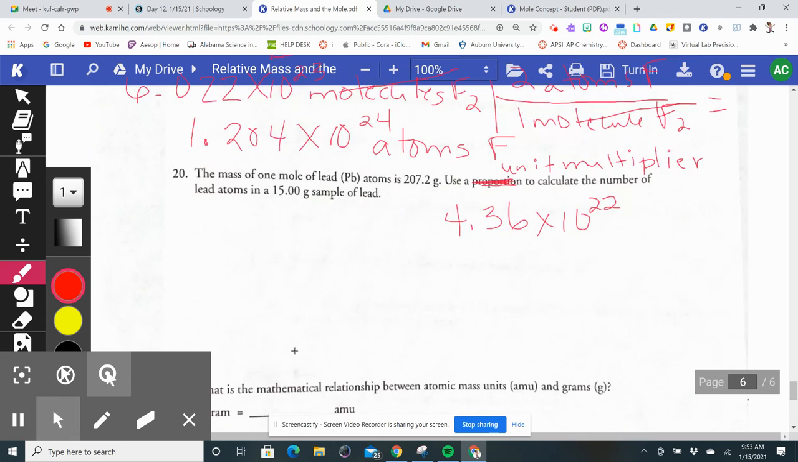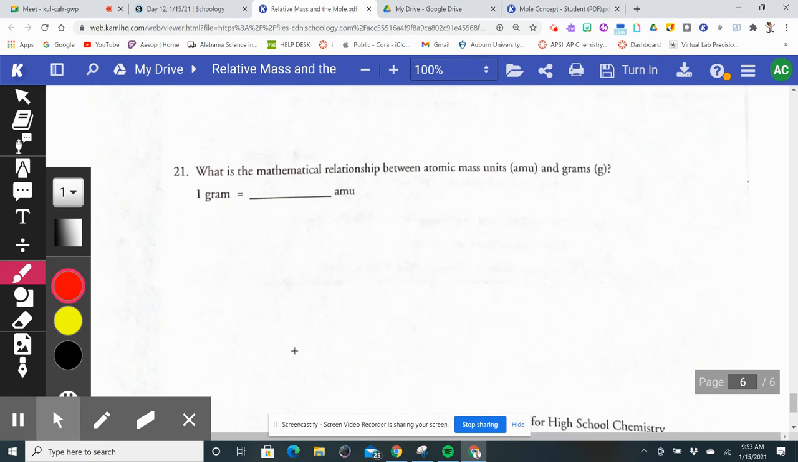All right, so let's look at 21. What is the mathematical relationship between the atomic mass unit and grams? Let's think on that one. What's the relationship between a gram of something and atomic mass units? They are bigger, but when I say mathematical relationship, according to what's up there, I want to know 1 gram is equal to how many atomic mass units?